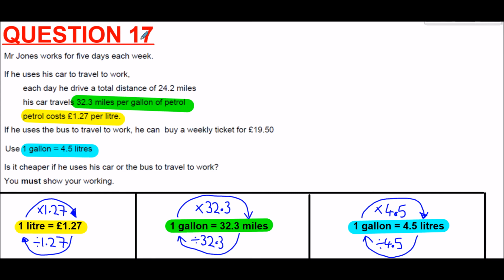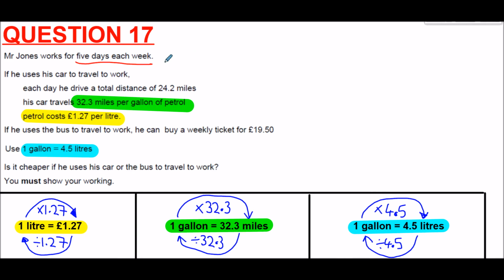Anyway, 5 marks. Let's just pick up marks that we can. So the easiest mark to pick up, I'd say, is just looking at the first bit. He works 5 days each week. So, 5 days each week. If he uses his car to travel to work, each day he'd drive. Just notice that, typing mistake. It should be he drives a total distance of 24.2 miles. Terrible. Each day he drives a total distance of 24.2 miles.